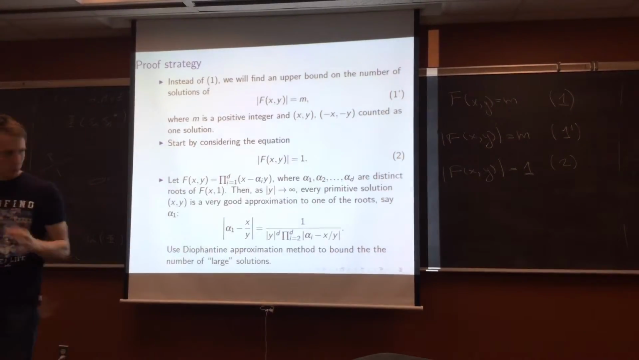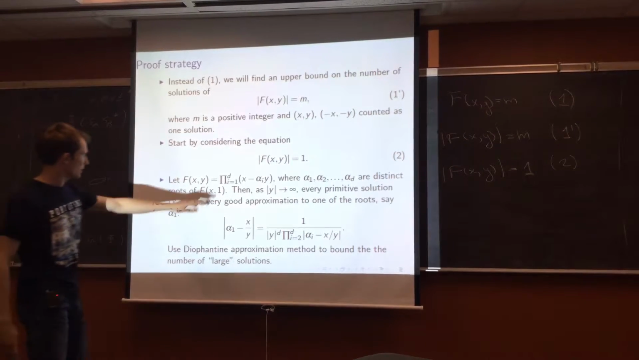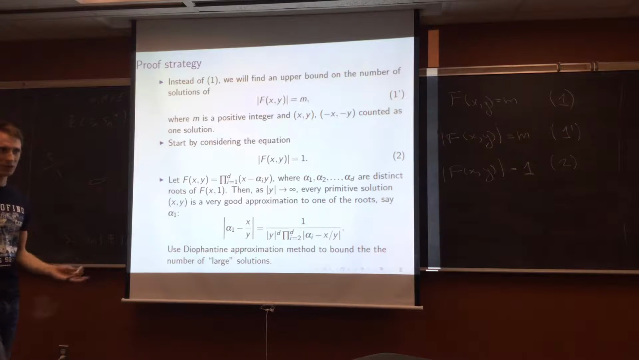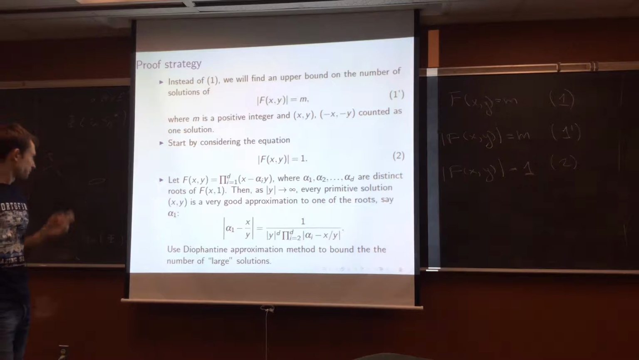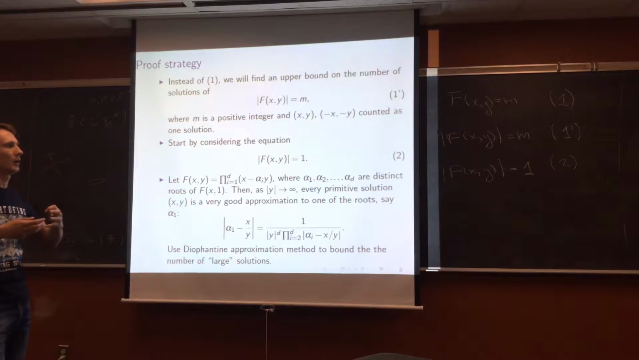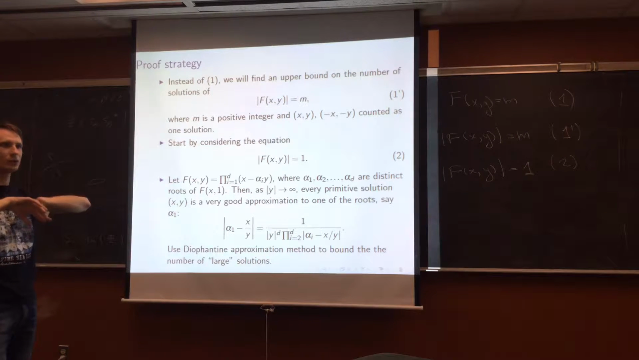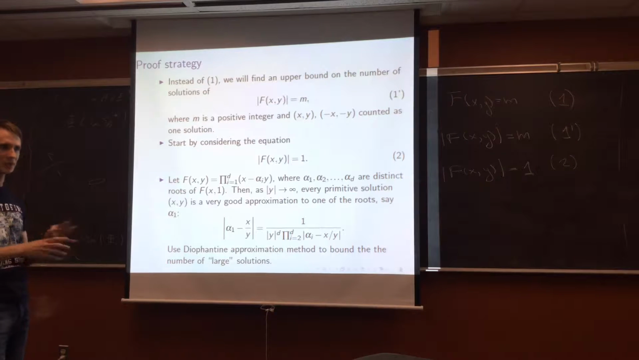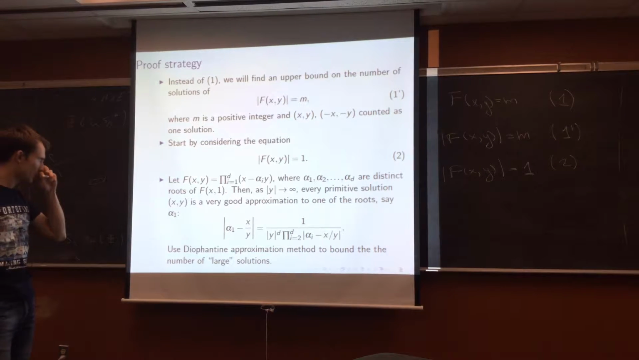To approach the problem of solving this Thue equation, which basically asks whether or not the binary form f represents a unity, we're going to divide the solutions that we're trying to bound into two different kinds. There are small solutions and there are large solutions. So let's see what those are.